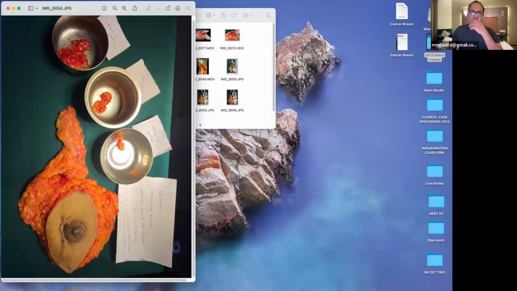In WhatsApp, the quality will be lost a lot. I will share the YouTube link with you. Don't worry. So these are the level 1, level 2, level 3 nodes removed.